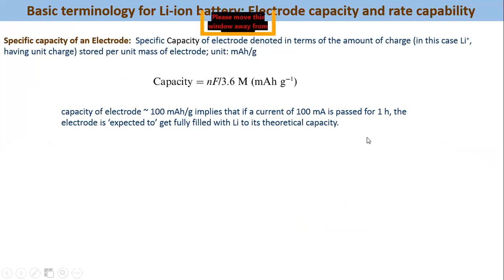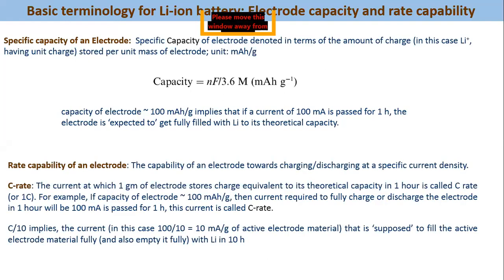How can you measure the specific capacity? Suppose your electrode has a specific capacity of 100 milliampere hour per gram. What you do is apply 100 milliampere current for 1 hour to 1 gram of material. Ideally it should reach the theoretical capacity of that material. That is called the specific capacity of that material.